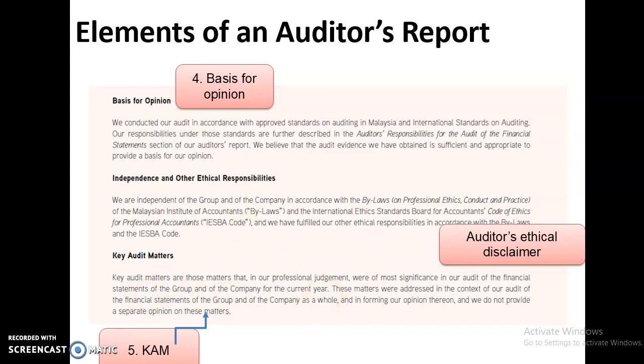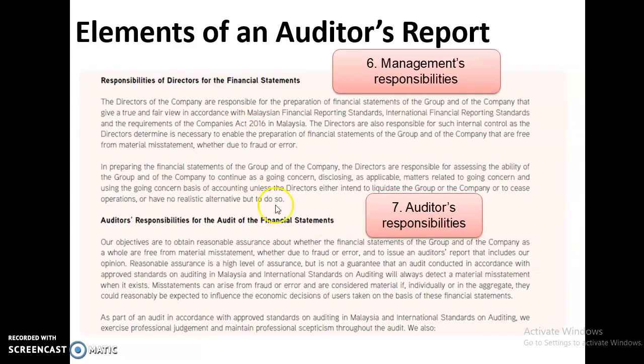This is just an example of a paragraph. And then we have to also insert a paragraph on the management responsibility. Remember, we have to safeguard ourselves as well. Responsibility to prepare the financial statement lies on the management. And then we state our responsibilities, auditor's responsibility, in another section.